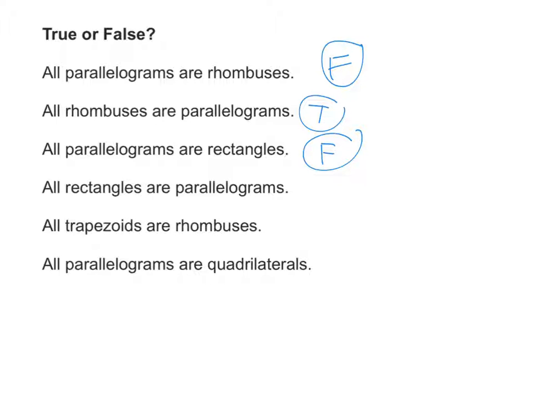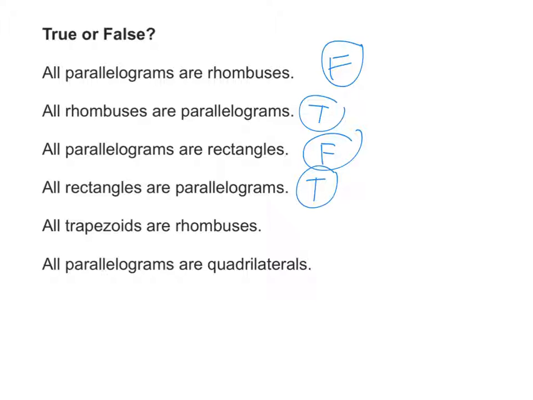What condition must be there in order for a parallelogram to also be called a rectangle? Itai? It needs 4 right angles. You got it. True or false? All rectangles are parallelograms. True. So if something is a rectangle, it's automatically also a parallelogram.